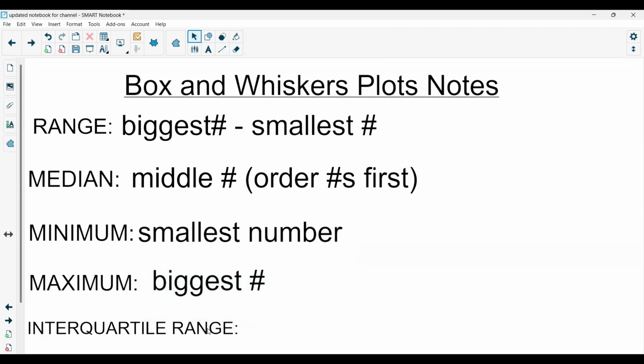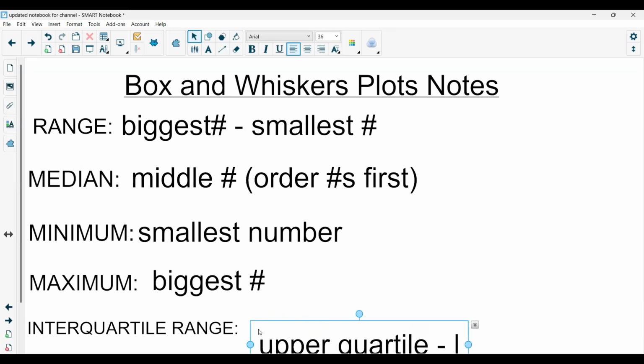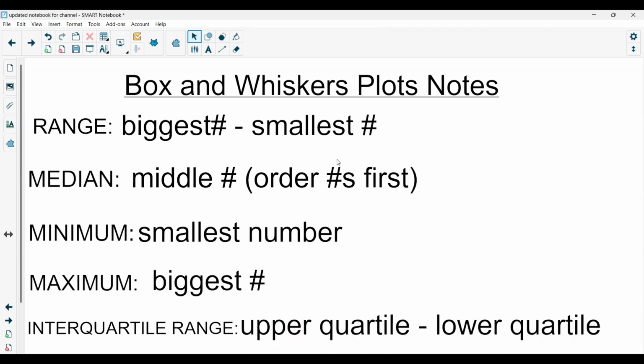And your interquartile range is something like the range. However, we're going to be subtracting our quartiles. So for this here, we're going to be subtracting our upper quartile. So we're going to put upper quartile minus the lower quartile. So at this time, go ahead and pause your screen and make sure you have all these notes written down. When you're done, press play and continue to follow along.